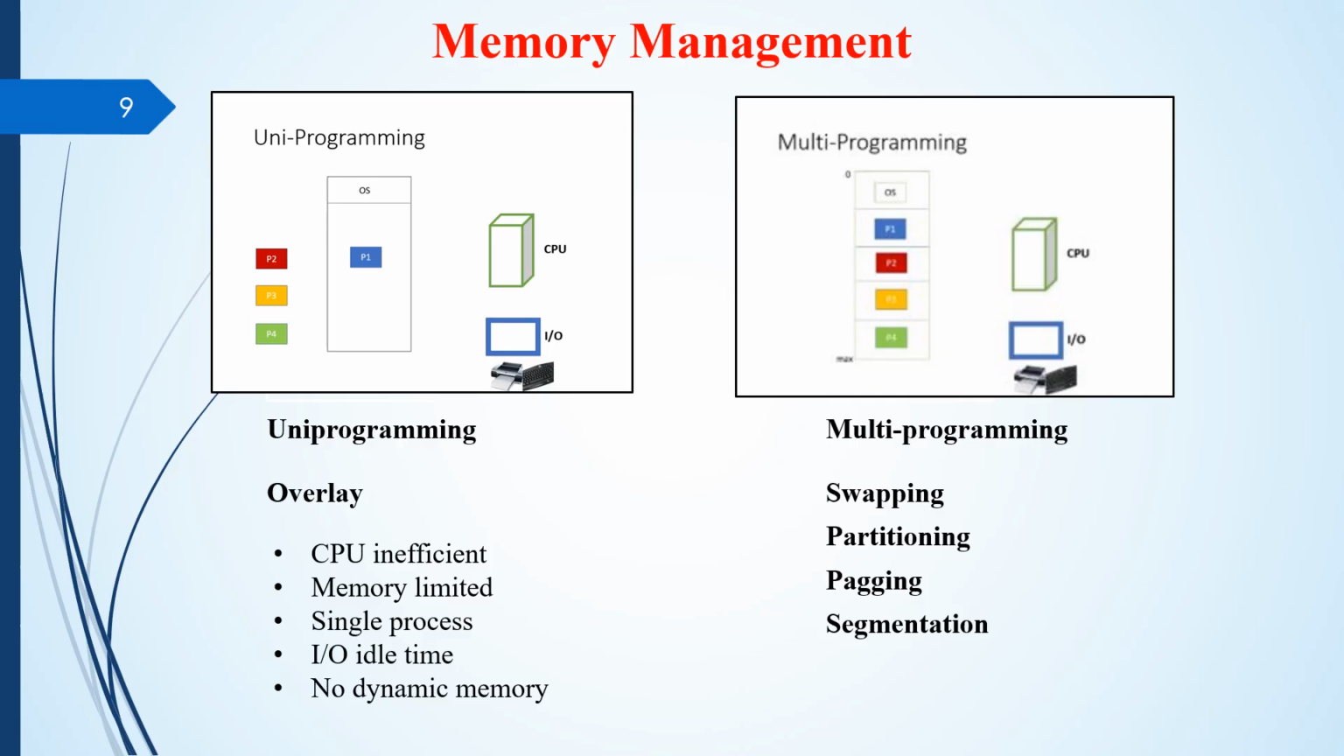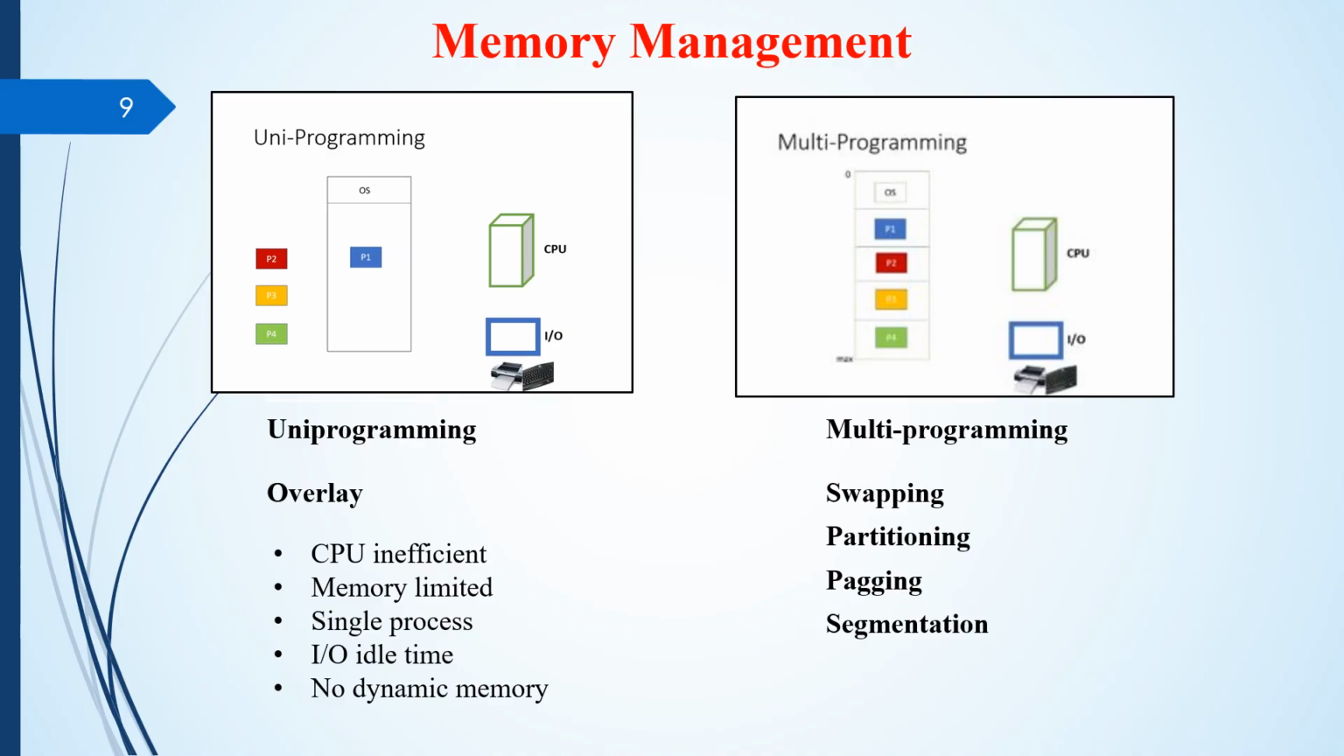Now, we will talk about memory management in operating systems. Basically, systems can be divided into uniprogramming and multiprogramming. In both types, a part of memory is reserved for the operating system, called the resident monitor, while the rest is available for the user programs.